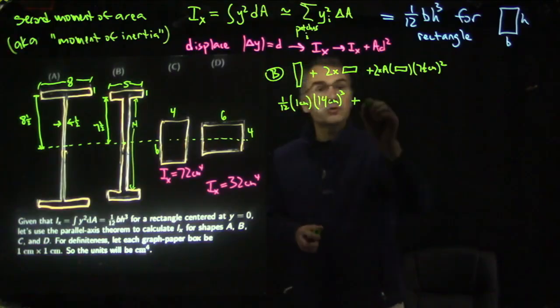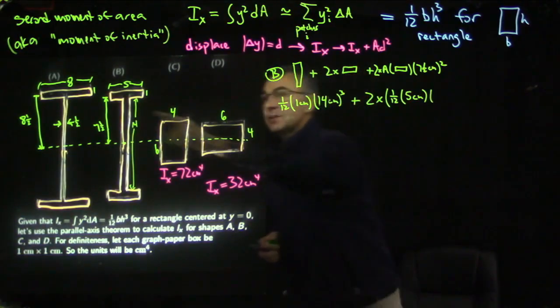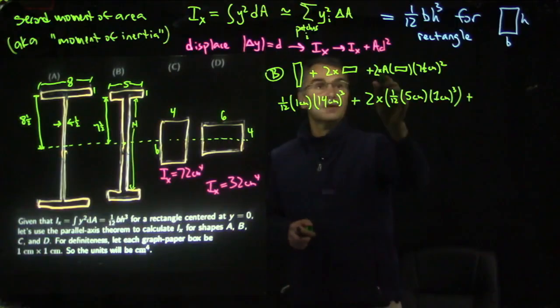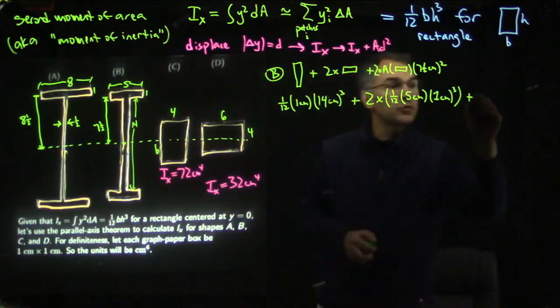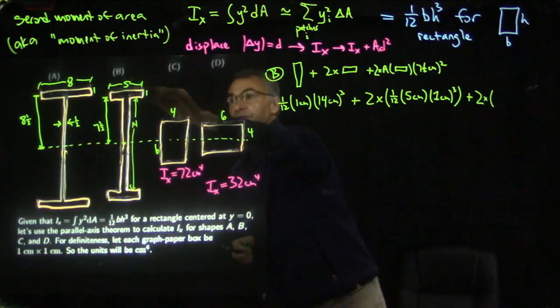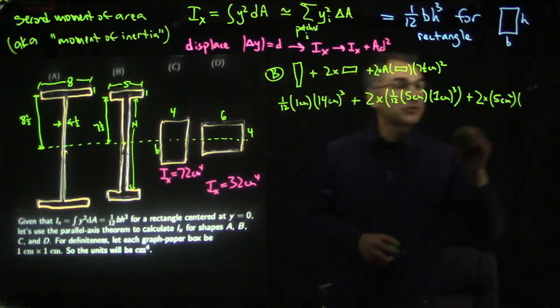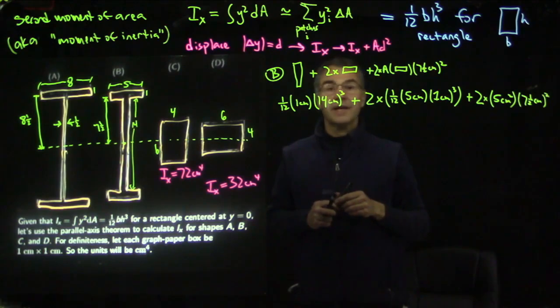Then we have 2 times 1/12. The width of this thing is 5 units. The height of it is 1 unit. Then we have the area of this little piece. So there's a 2 just because we have 2 of them. And then the area of this horizontal piece is 5 units. It's 5 wide and 1 tall. So there's 5 square units. And then it is displaced 7½ centimeters up. So we should be able to combine all that and get a number.